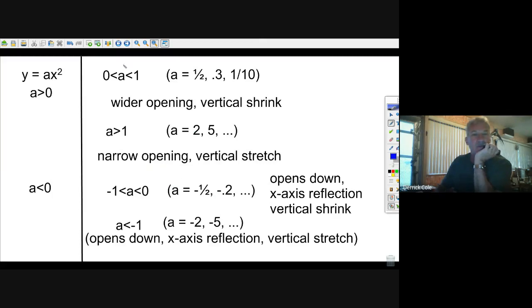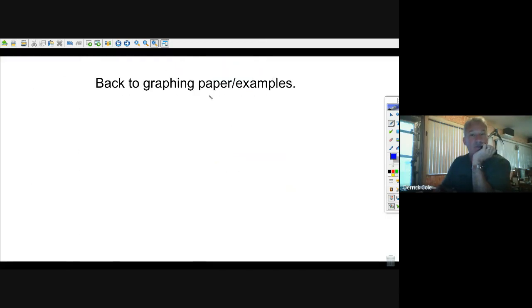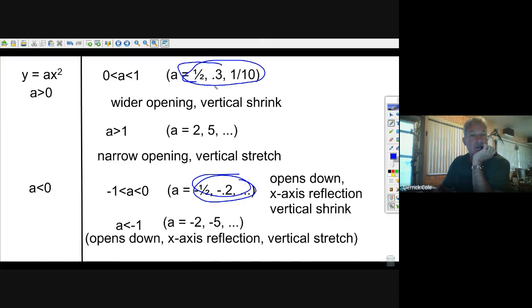All right, so try to make sure you're understanding this. So this is going to make it wide, whether it's opening down or up. If that number is a decimal or a fraction, less than 1, it's going to be wide or a vertical shrink, right? If that number is bigger than 1, disregarding the negative, it's going to be a vertical stretch. It's going to be narrow. A negative means it opens down, all right?